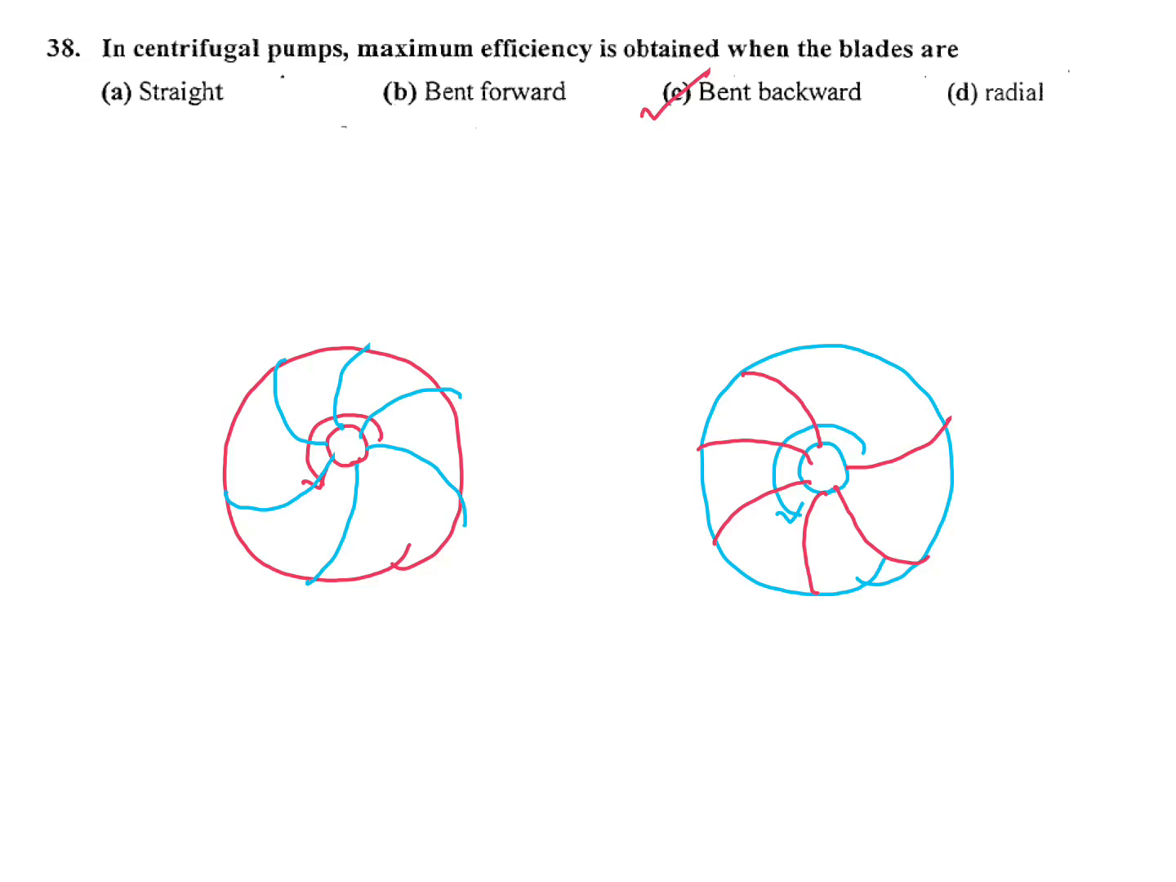This will generate maximum pressure. This is for maximum efficiency and this is for maximum pressure. Bend forward, bend forward and bend backward.